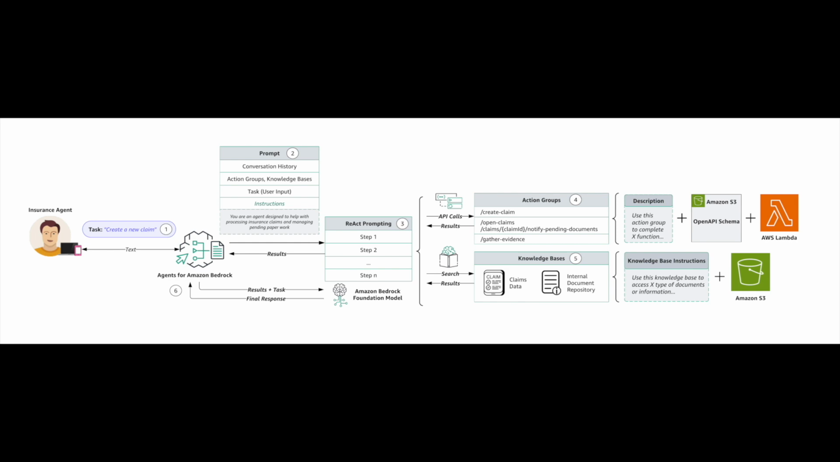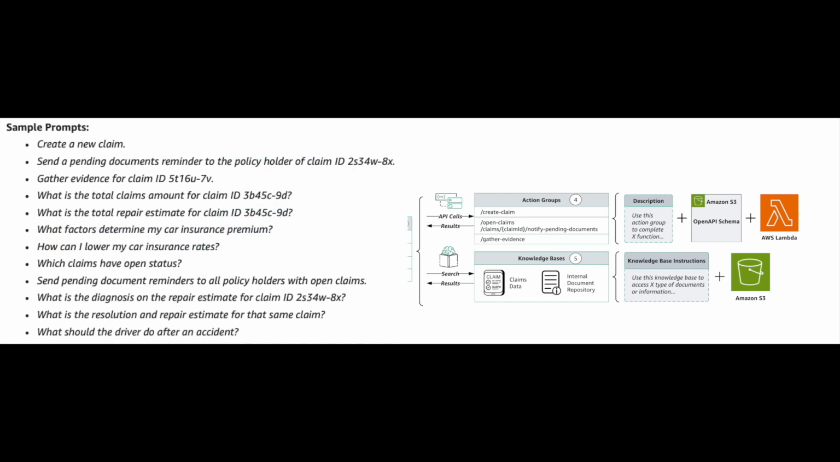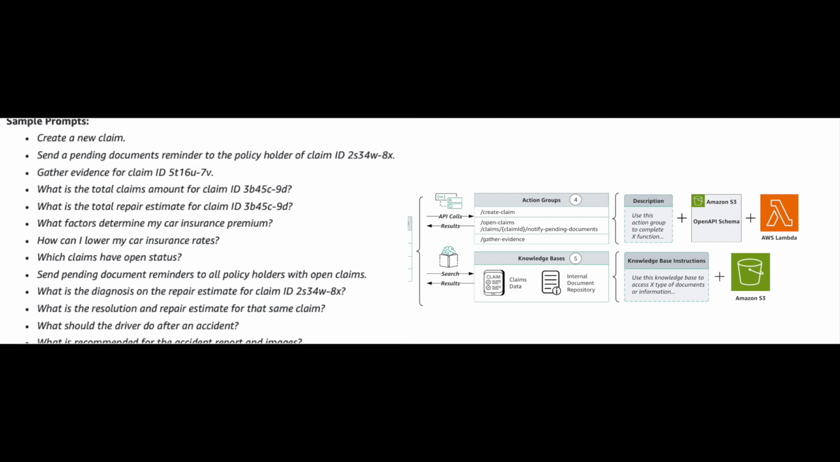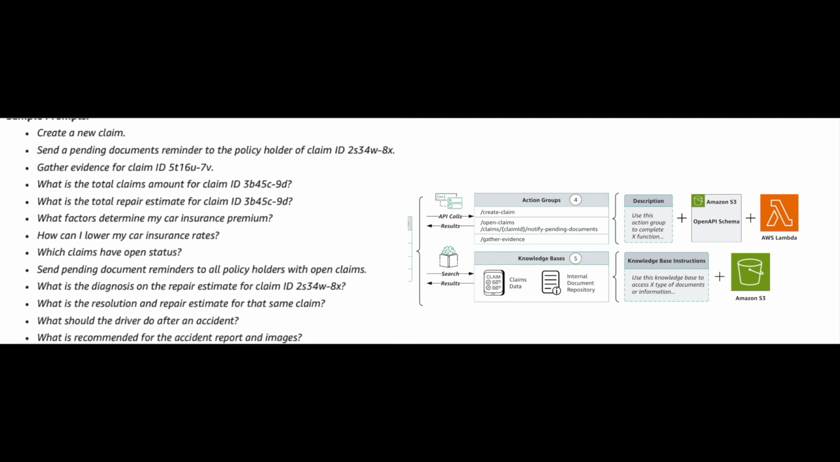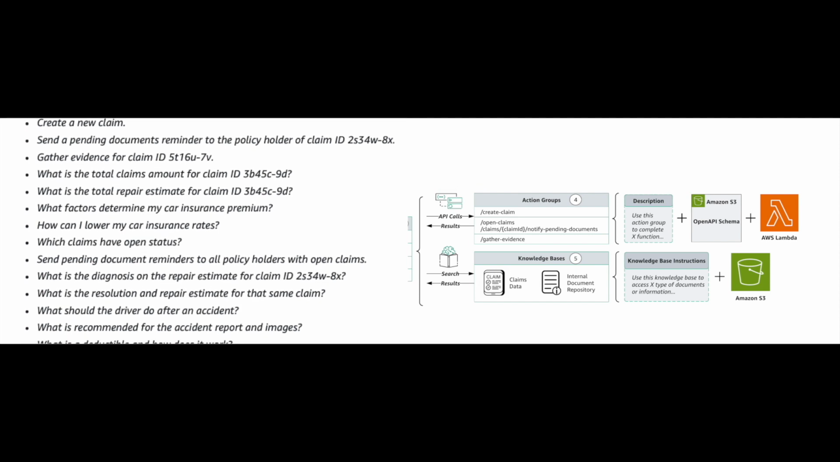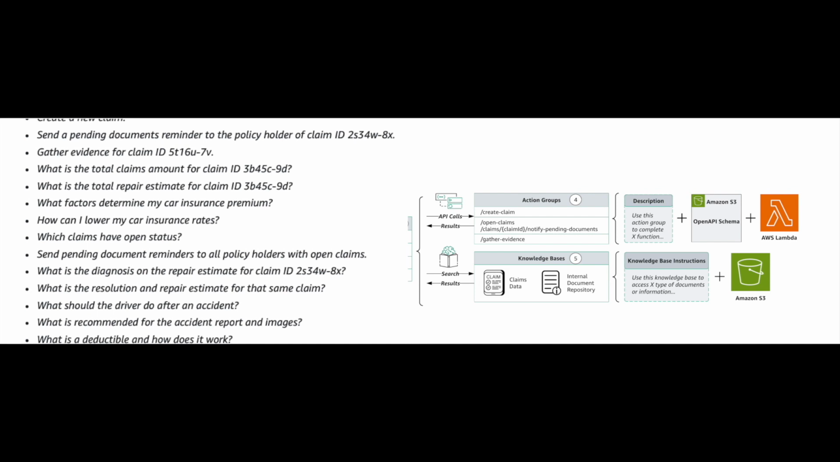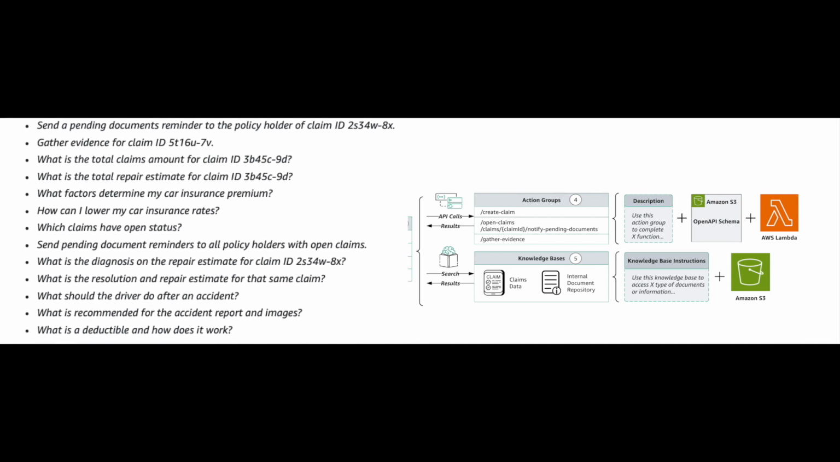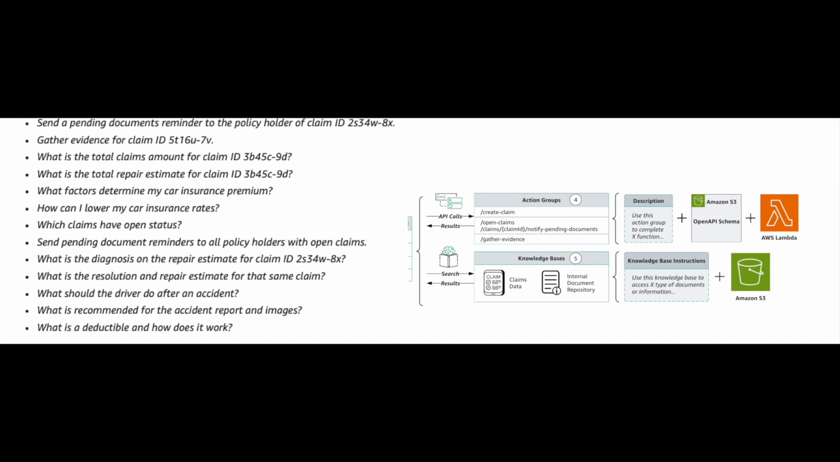A look at the agent's architecture shows us that users can provide their inputs using text to interact with the agent for Amazon Bedrock. Some of the sample prompts that we'd issue into here are things like create a new claim or send pending document reminders to the policyholder for a specific claim, or any one of the natural queries that you'd maybe use for the customer data repository. Things like what is the total repair estimate for a specific claim ID, or FAQ questions like how can I lower my insurance rates.